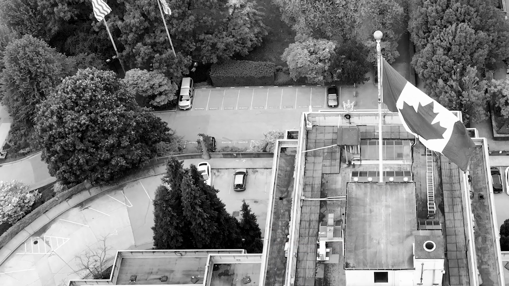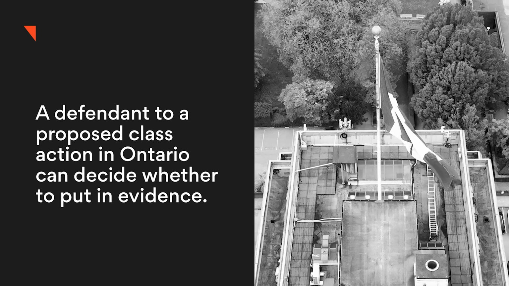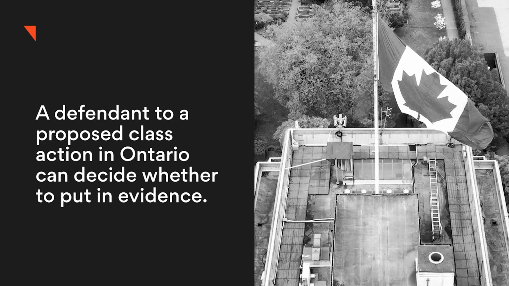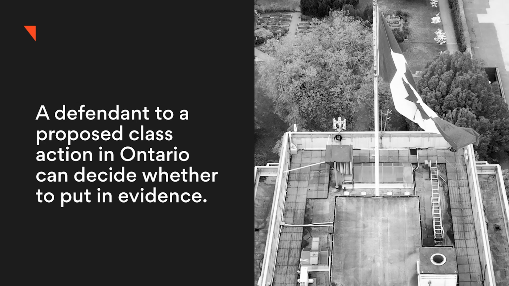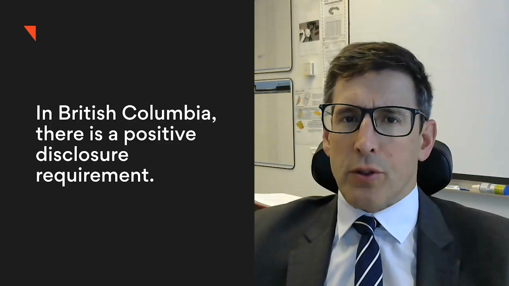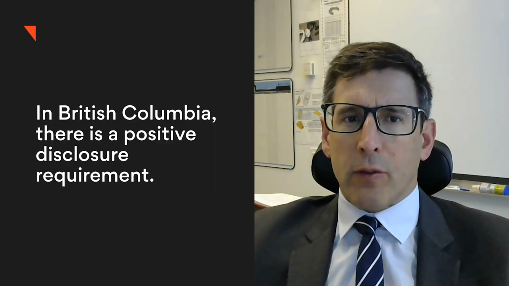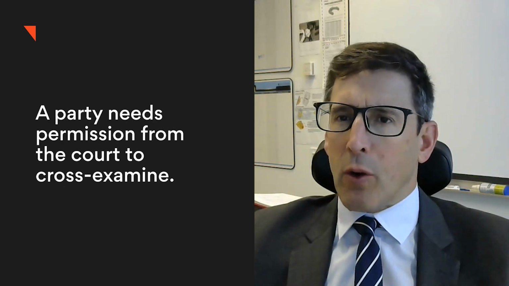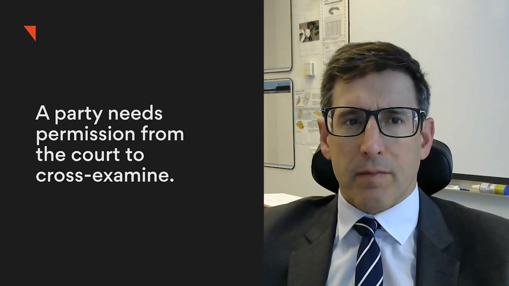These procedural differences result in different strategic choices for defendants. For example, other than in respect of evidence about the size of the class, which is required, a defendant to a proposed class action in Ontario can decide whether to put in evidence, and by extension, whether to open itself up to cross-examination. In contrast, in British Columbia, there is a positive disclosure requirement and no automatic right of cross-examination on affidavits. Instead, a party needs permission from the court to cross-examine on affidavits.